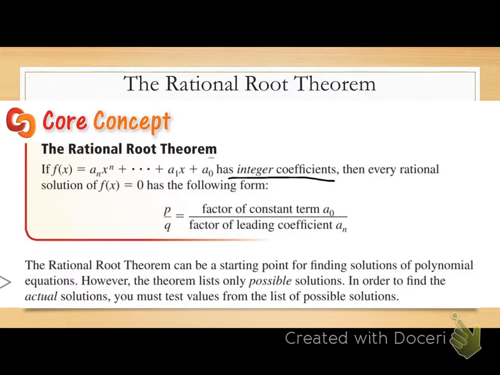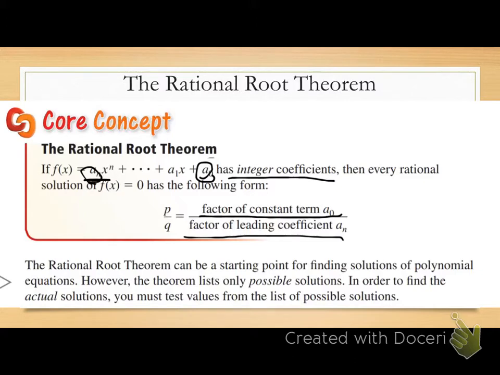So if we have integer coefficients on our polynomial, then every rational solution of f of x equals 0 has the following form. The numerators of all my solutions are factors of my constant term a sub 0. My constant. Everyone know what a constant is? A number without a variable. And then all the denominators of my answers are factors of my leading coefficient, so that'd be a sub n in this case. So all the solutions to my polynomial that has integer coefficients will be a factor of my constant term over a factor of my leading coefficient. Does everyone know what a factor is? A number that multiplies to give me that number.